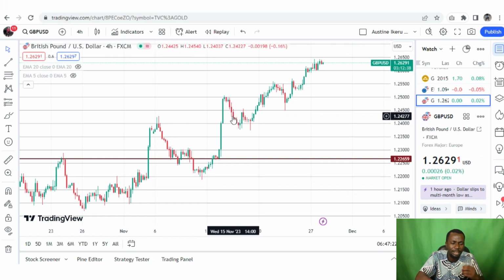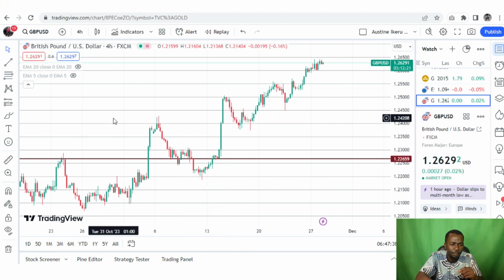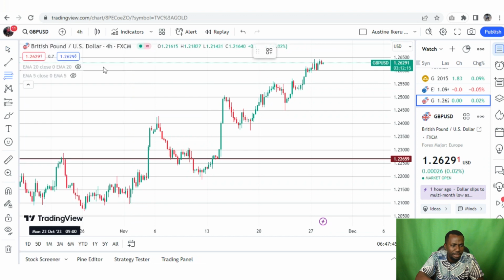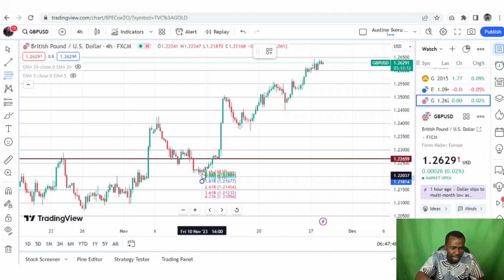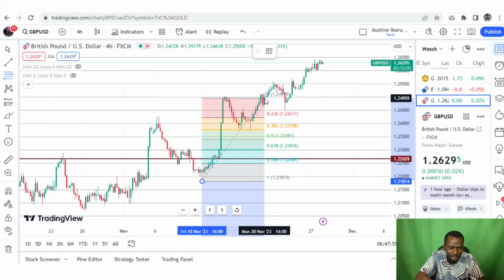So immediately you spot the market making a retracement, what you do is simply plot out your Fibonacci retracement tool and map from the lows to the high, because this is clearly an uptrend. You map the Fibonacci retracement tool from the lows to the high and extend it to the right. Let me give you an example of what I mean. So this is a Fibonacci retracement tool. You simply map it here from the lows to the high, and then extend it to the right.